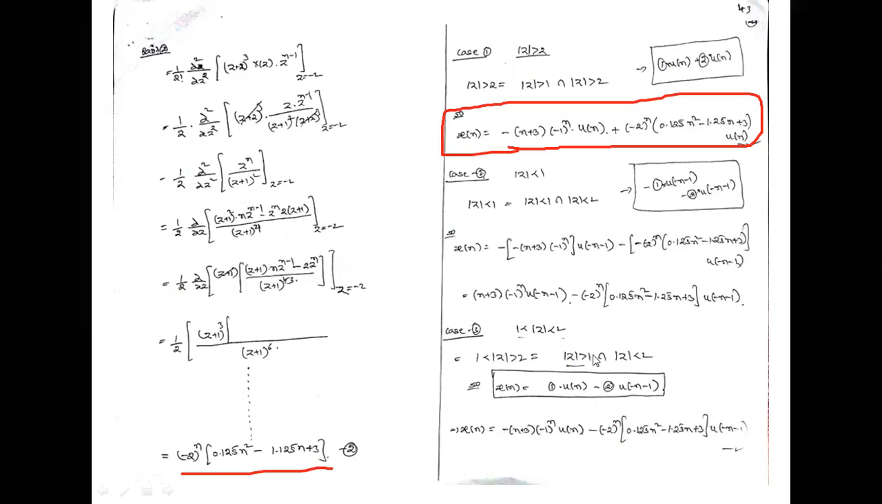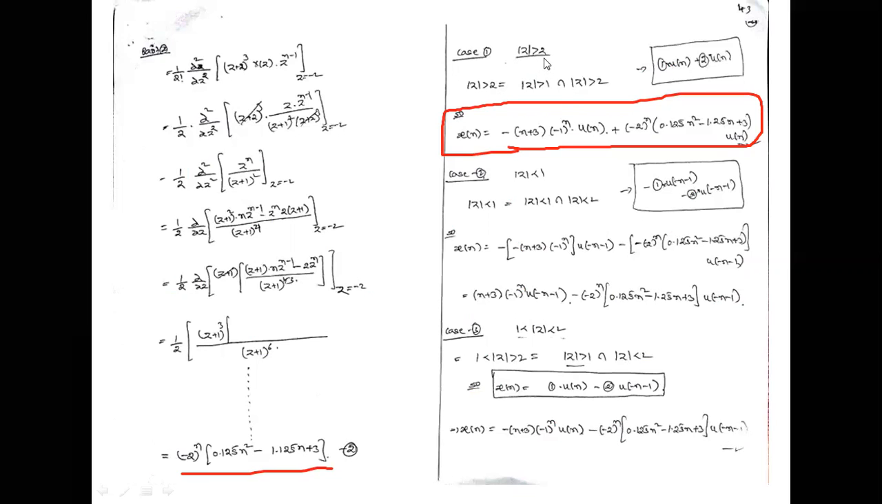And in the third case, |z| is greater than 1 and |z| is less than 2. So 2 power n is (-1)^n. Now it depends upon the value. z greater than 1 means you can take it as u[n]. z less than 2 means whatever (-2)^n is there, it is multiplied with u[-n-1]. So all the 3 cases we got.